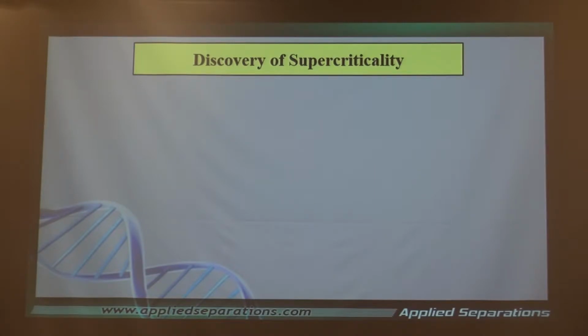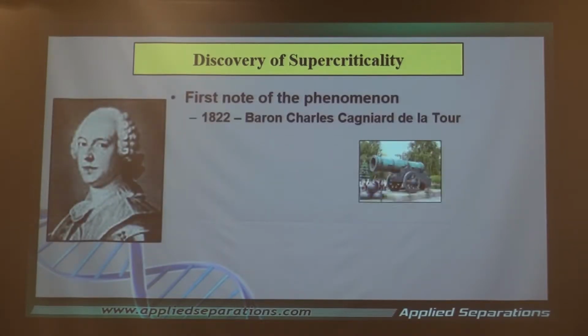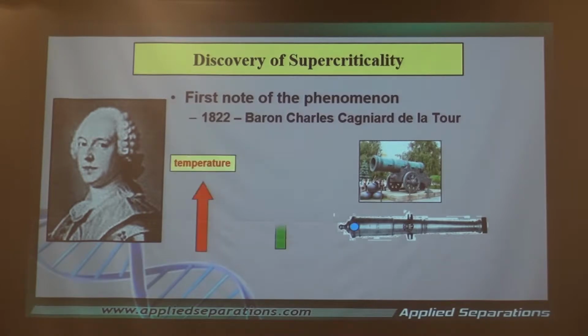Let's say, where was this discovered? Well, it was really discovered back in the early 1800s by a Frenchman, the Baron de la Tour. And he was a really clever guy. What he wound up doing is taking a cannon. He put a cannonball in it, sealed it up with some ethanol. Why he picked ethanol really doesn't matter. But he sealed this up, and then he heated this thing and rocked it back and forth.